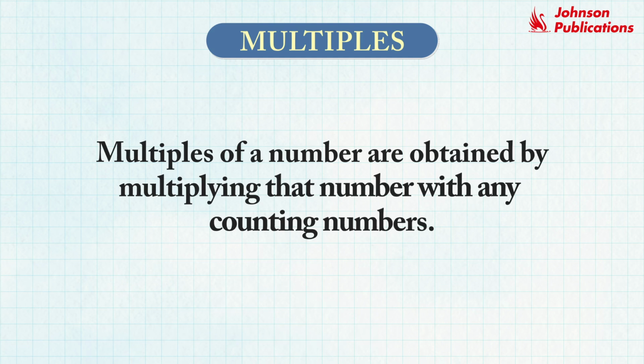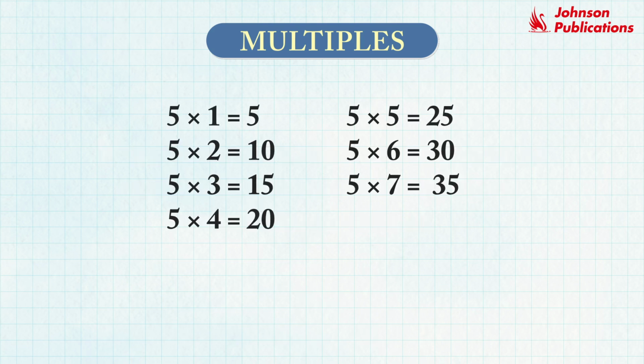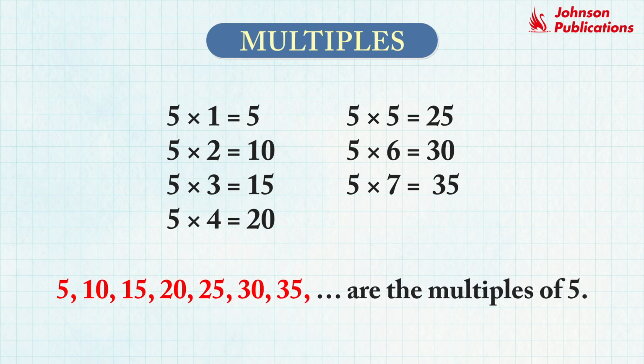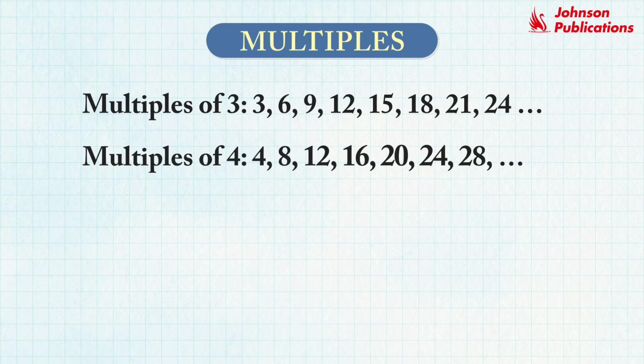Multiples of a number are obtained by multiplying that number with any counting numbers. For example, look at the multiples of 5. These numbers are the multiples of 5. Likewise, these numbers are the multiples of 3. And these numbers are multiples of 4.